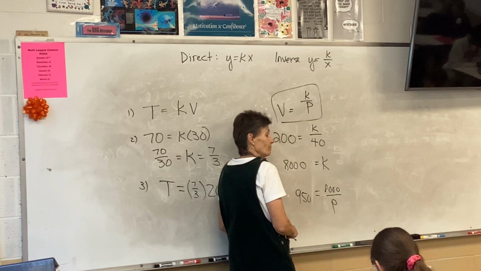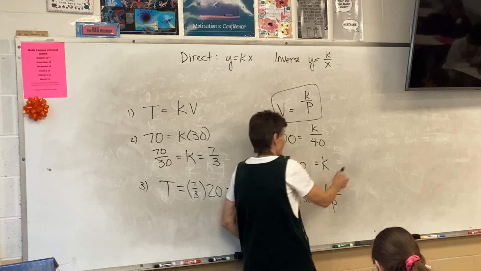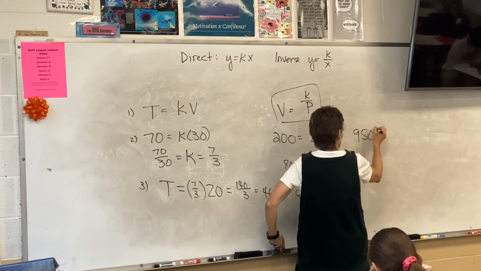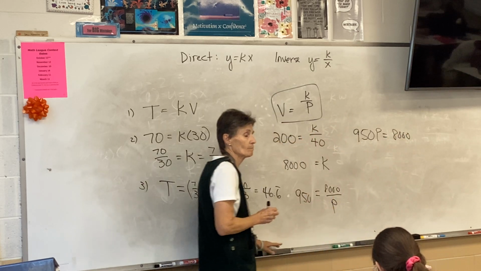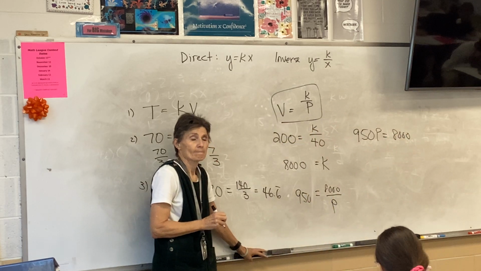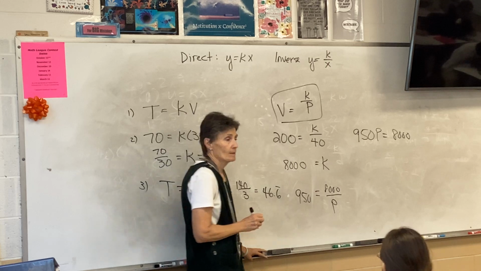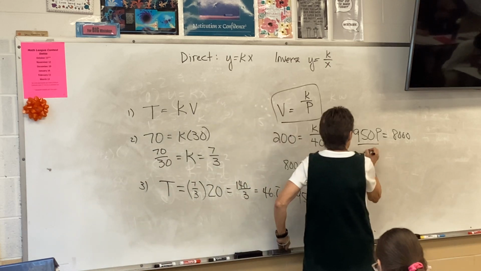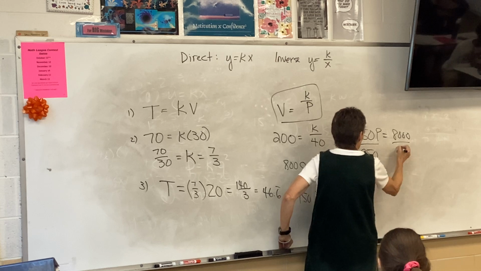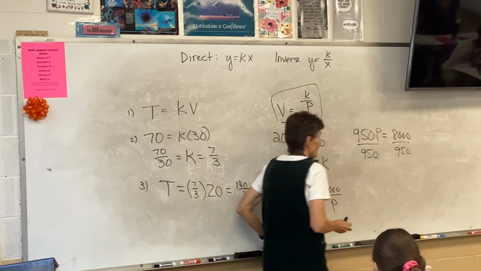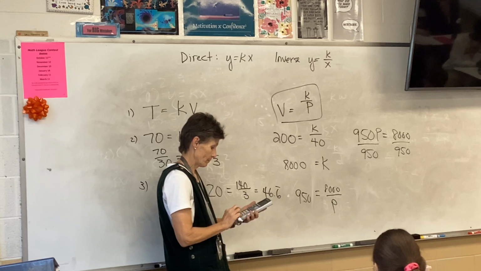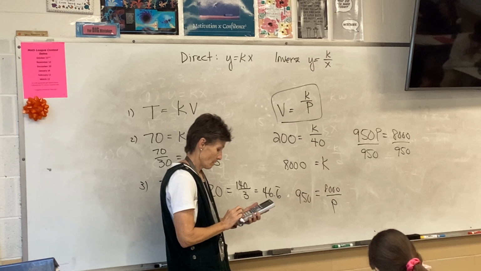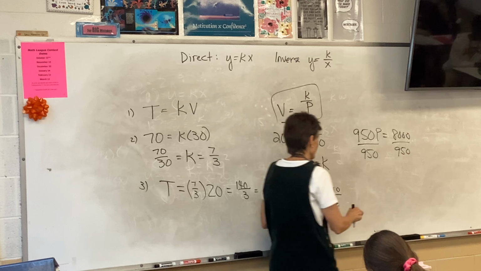Be careful. You gotta get rid of your denominator. So 950 P equals 8,000. So what's P gonna equal? 8,000 over 950. 8.42.